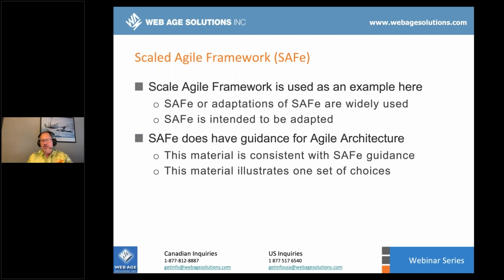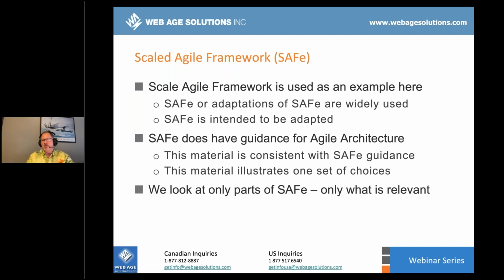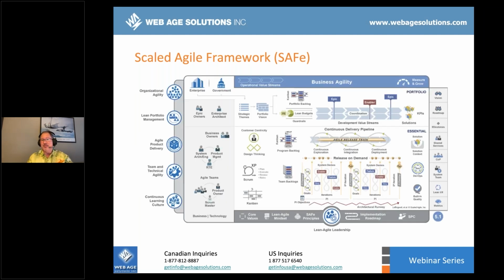And what I find with the discussion of agile architecture in the SAFe framework itself is it's got a lot of really good general points. It doesn't necessarily tell you in great detail how to do things. So you end up making a bunch of choices like we're going to illustrate here. And given the size of SAFe, we're only going to look at parts that are relevant. And what is that? Well, we're going to start with an overview of SAFe. This is right from the SAFe website. So this is the canonical view of the overview of all that's in SAFe.